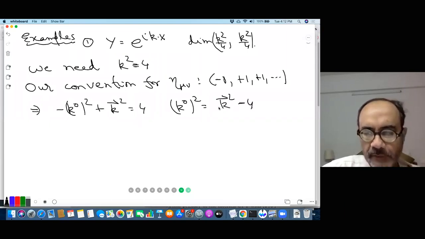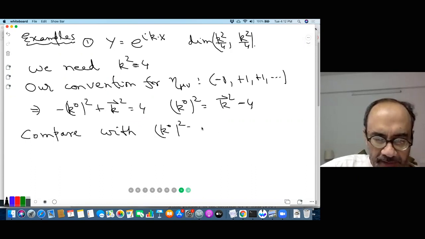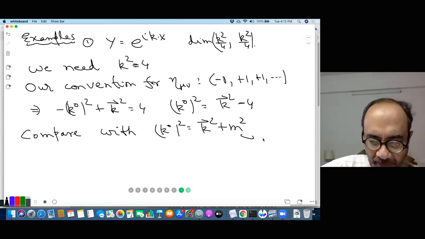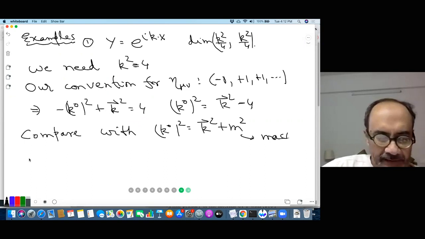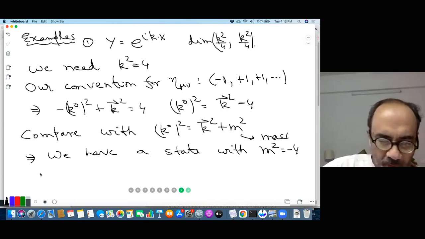Now, if you compare this with the usual mass shell formula, k0 square equal to k square plus m square, where m is like the mass, we see by comparing this that we have a state with m square equal to -4, which is called a tachyon.